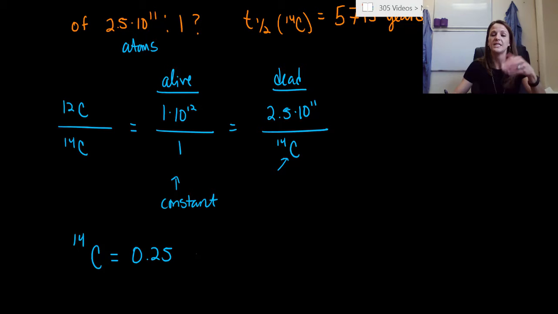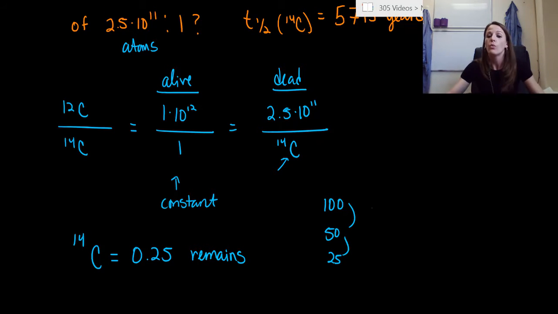So what this means is that a quarter, or 25% of the original sample remains. So what that means is if you started with 100, then you went to 50, then you went to 25, we went through 2 half-lives. If we ended up with 0.25 or a quarter, that's when you are right here, 2 half-lives through.